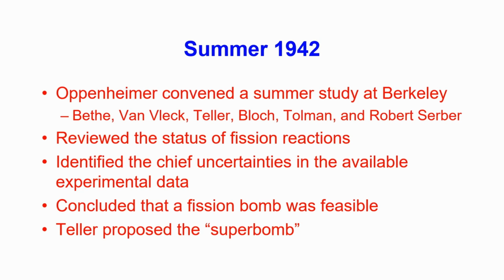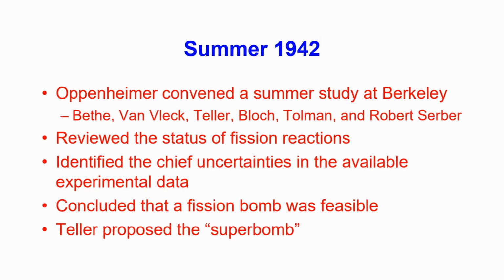In the summer of 1942, Robert Oppenheimer convened a summer institute, or a summer study group. Some of the people there were Hans Bethe, Van Eck, Edward Teller, Carl Bosch, Richard Tolman, and Robert Serber. And they reviewed the status of fission reactions. And these were all theoretical people. But what they did was identify the chief uncertainties that needed to be dealt with in terms of experimental data.